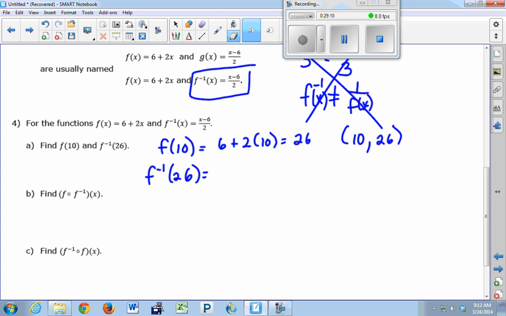10. Did you do it by plugging it in, or how did you get the 10 so quickly? Chris, you said 10 right away. What did you do? You plugged it in. Okay, so you plugged it into the function: 26 take away 6 over 2. Again, anytime you have a numerator where you're adding or subtracting, you're going to put that in parentheses, and that's 20 over 2, which is 10. So when you input 26, out comes 10.